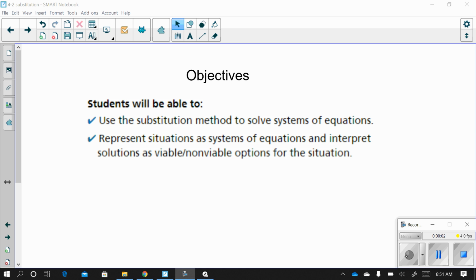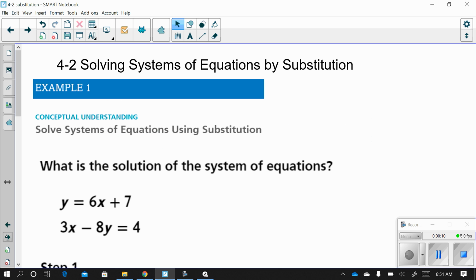Hey guys, so today we're learning our second method of solving systems of equations, substitution. So we're going to learn substitution and we're going to look at a few word problems today. So 4-2, solving systems of equations by substitution. So here's our first example. y equals 6x plus 7, 3x minus 8y equals 4.